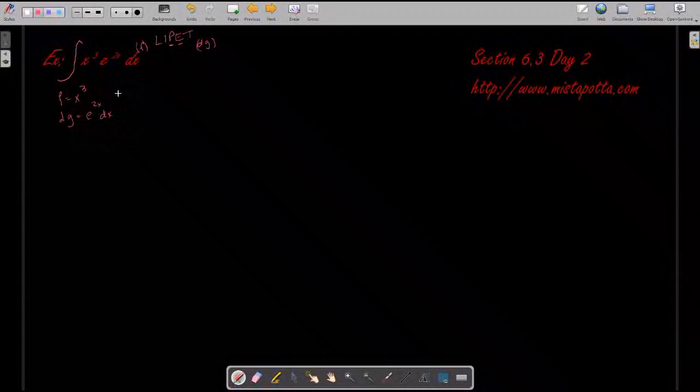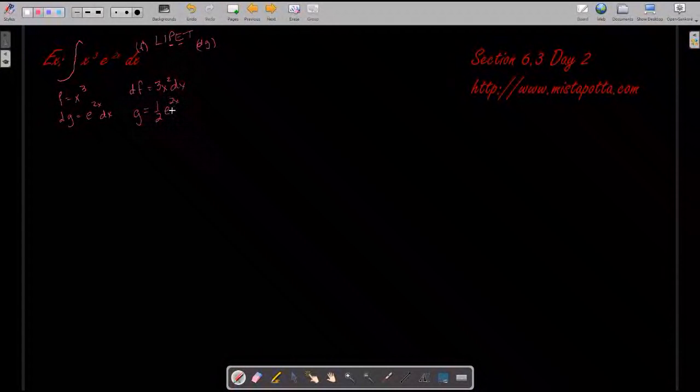So f is x cubed. That means that df is going to end up being 3x squared dx. But when I take the antiderivative of this exponential, I have to use u substitution. u is going to be 2x, and I don't have a 2 dx, so I'm off by a factor of 2. So my g ends up being 1/2 e to the 2x.